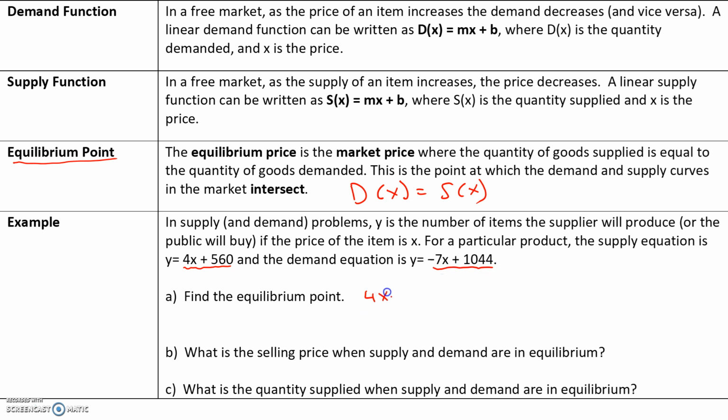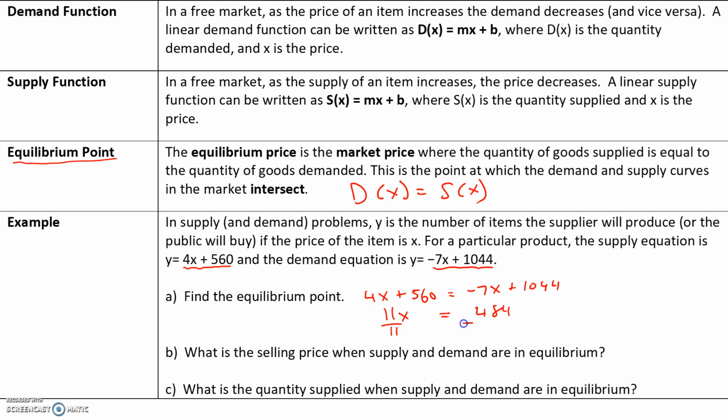So we have our equation 4x plus 560 equals negative 7x plus 1044. To solve this equation, we would move the negative 7x to the left and the 560 to the right. So we would get 11x equals 484.